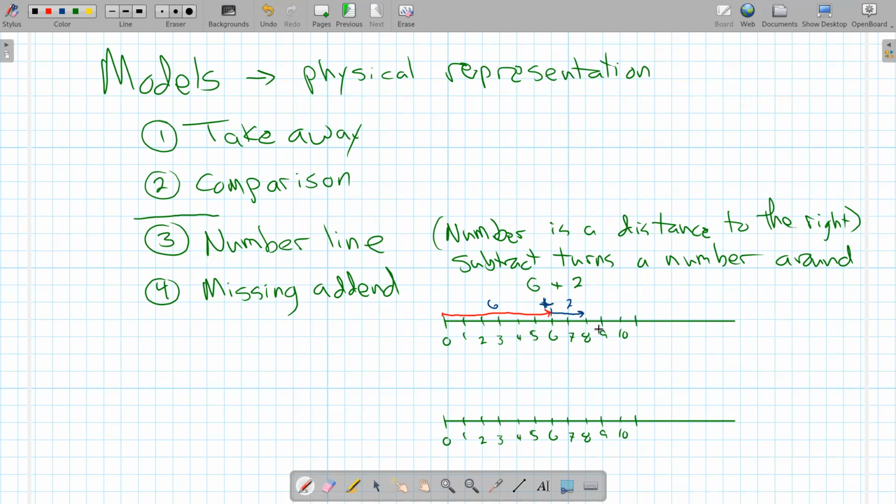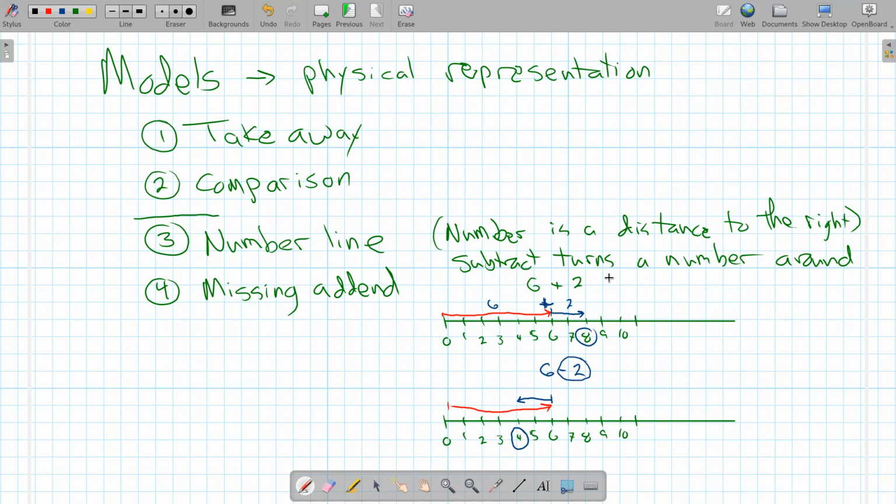gives us 8. 6 minus 2 is going to be a little bit different in that the subtraction, we turn the 2 around. So starting with my 6, for the 2, I just pick up where the 6 left off, but I go backwards, right? I turn around, and this shows me that 6 minus 2 is 4.